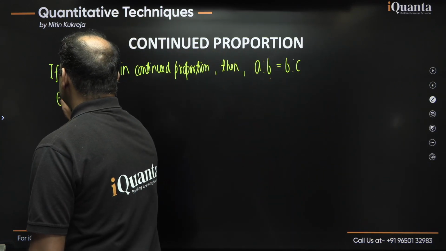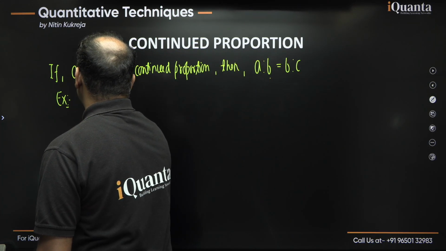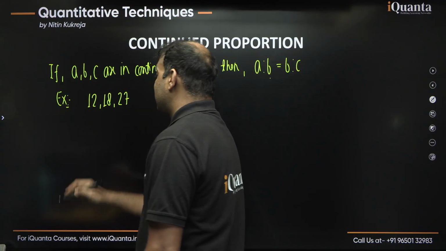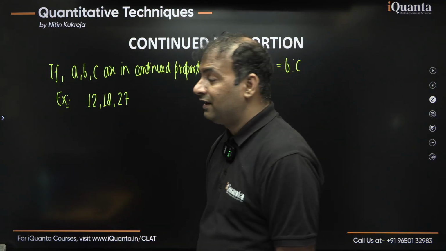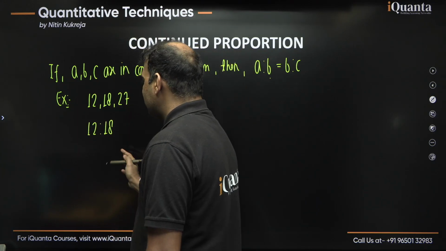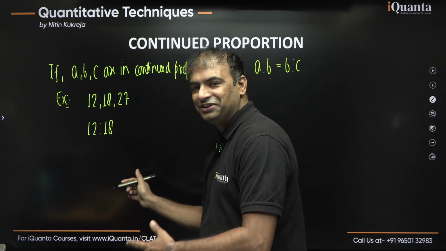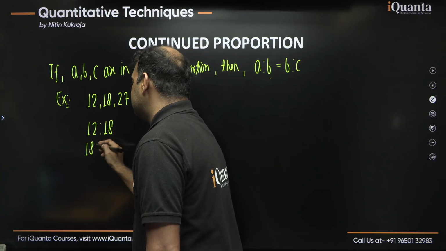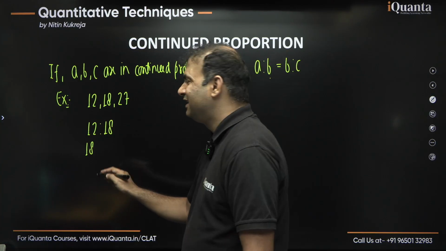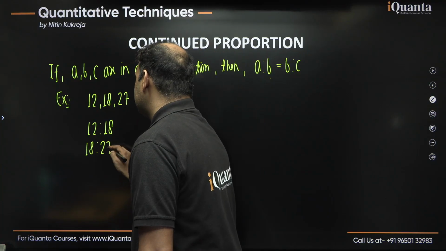So let's say guys, if we are given the numbers as 12, 18 and 27, right? Let's check, are they following this property or not, right? So the ratio of the first two terms, 12 and 18, and the ratio of, you can say, second and the third term, right? Second term is the consequent of the first ratio and also the antecedent of the second ratio, right? So let's check, are these two ratios same or not?